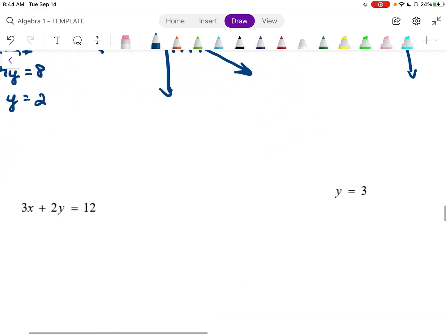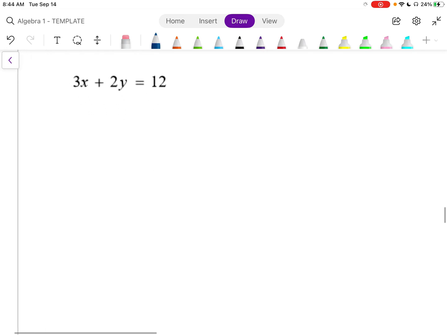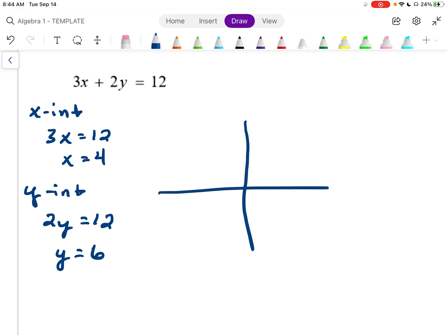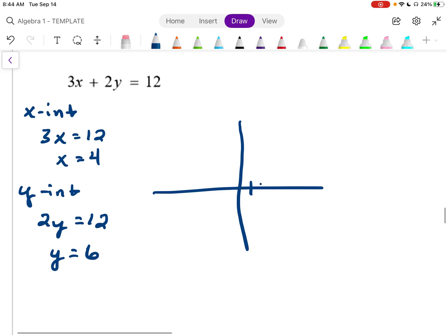All right, moving on. This one here, we're going to do intercepts. So x-intercept, I plug in 0 for y, so I'm going to have 3x equals 12, so x equals 4. For my y-intercept, I'm going to plug in 0 for x, so I'll have 2y is 12, y is 6. My x-intercept, I go right 4. My y-intercept, I go up 6. And I draw my line.